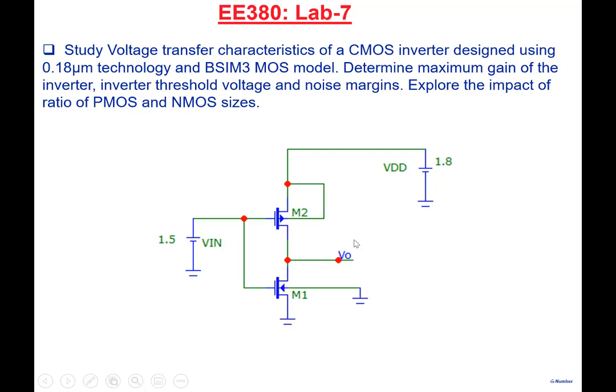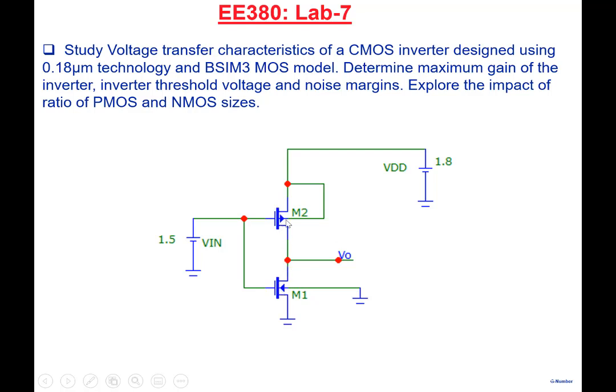So we'll create the CMOS inverter, use the 180 nanometer BSIM3 MOS model, and look at the voltage transfer characteristics. From the voltage transfer characteristics, we'll find the maximum gain, the inverter threshold voltage, and the noise margins, the standard things that we can calculate or obtain from voltage transfer characteristics. We would also suggest that you explore the voltage transfer characteristics and all the other parameters which depend on it, like these noise margins. They depend on the ratio of the PMOS and the NMOS transistors, so we would like you to explore that here.